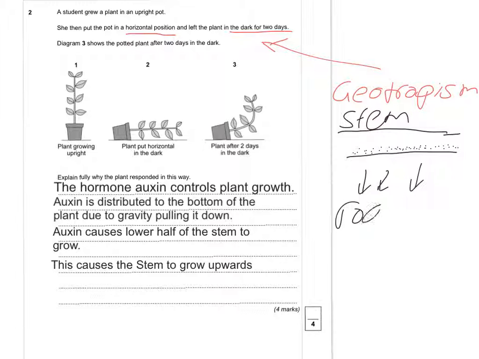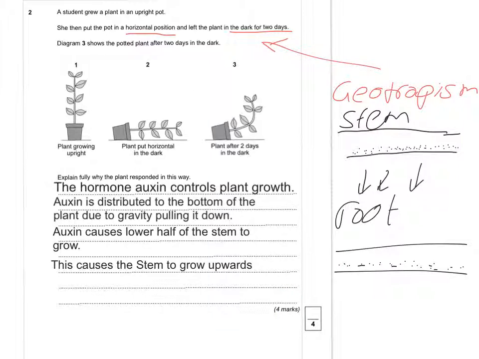If it's a root, then it's going to be the opposite. So we're still going to have the auxin collecting on the bottom of the plant. With roots, it's going to be this top side that grows more, and that's going to result in it going down like this, because that side is growing a little bit more.